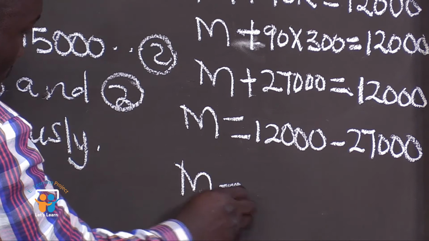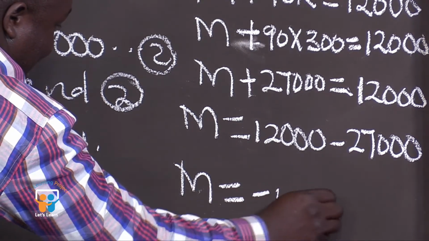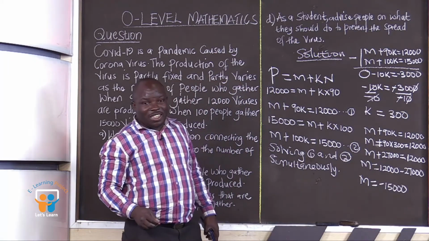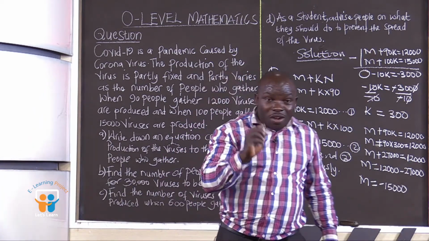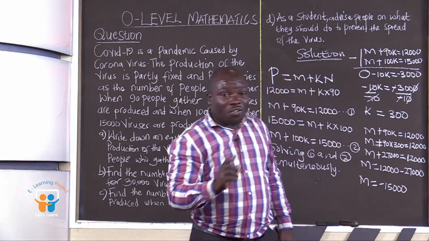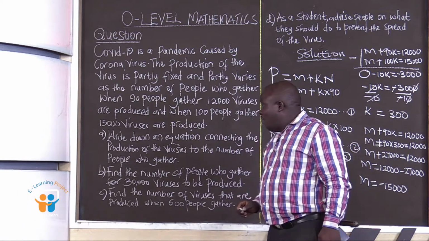M equals negative 15,000. We have got the value of K. We have also got the value of M. What are we looking for?